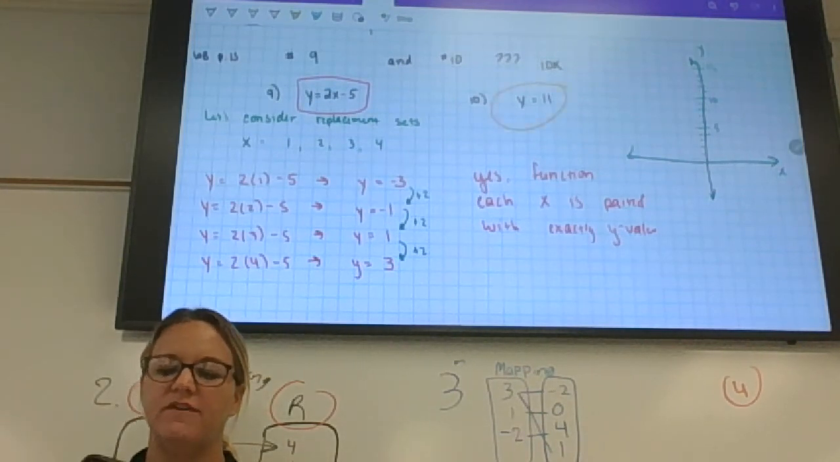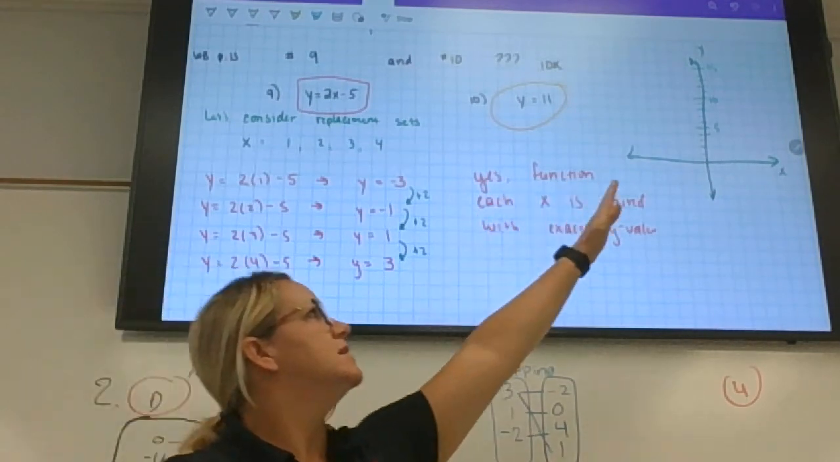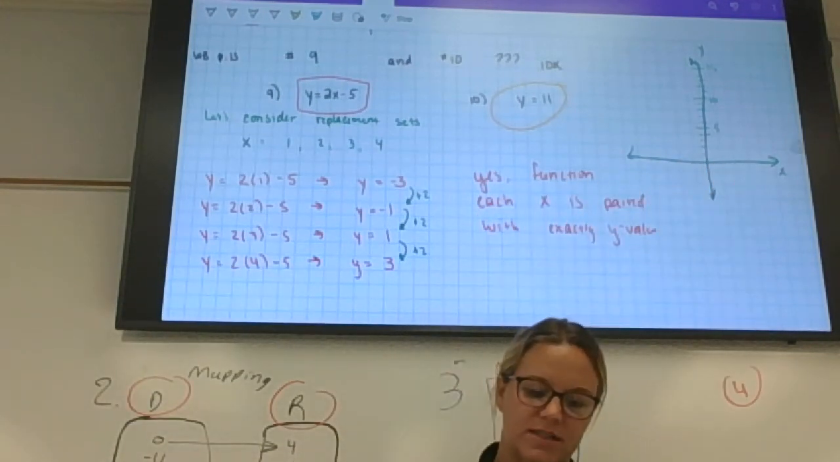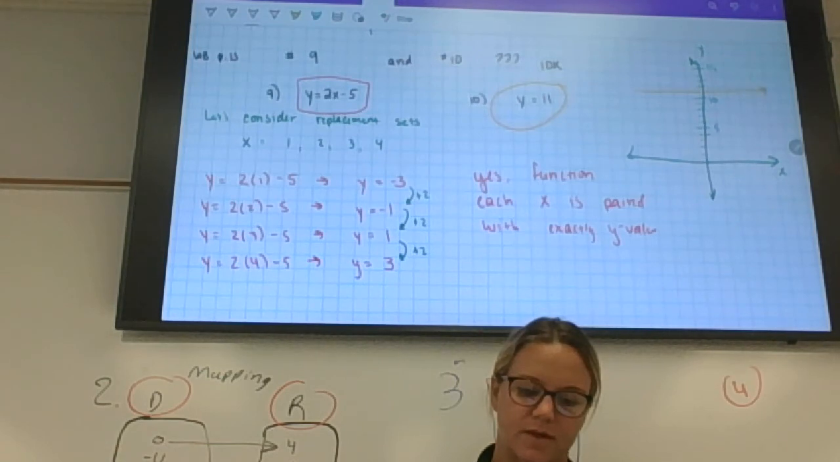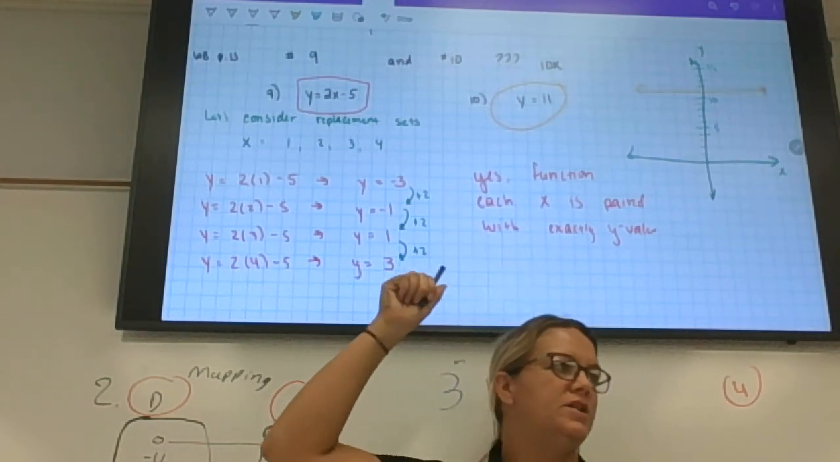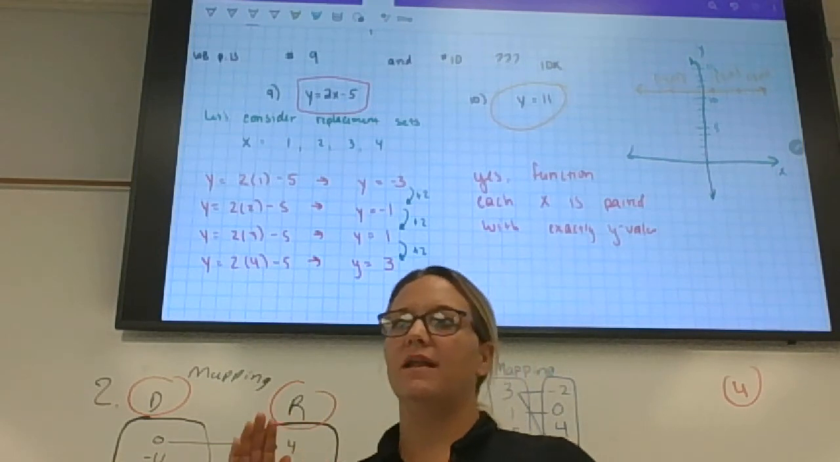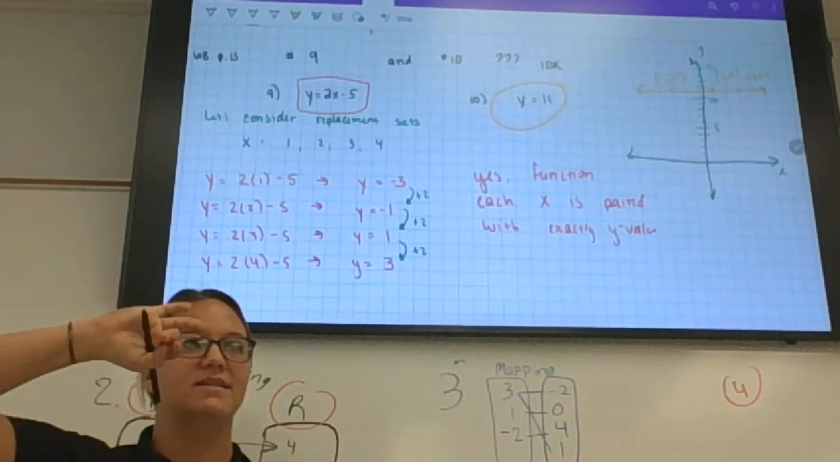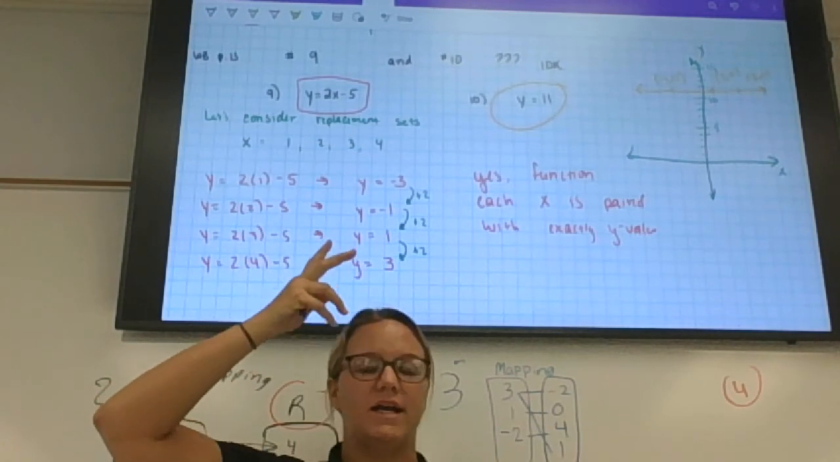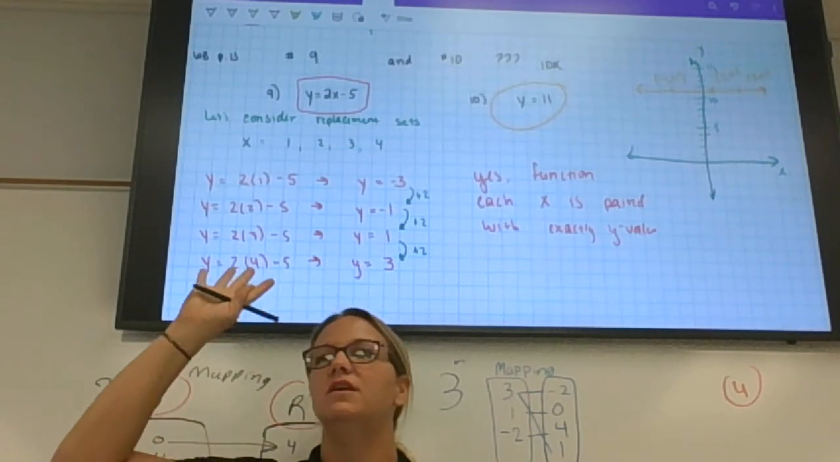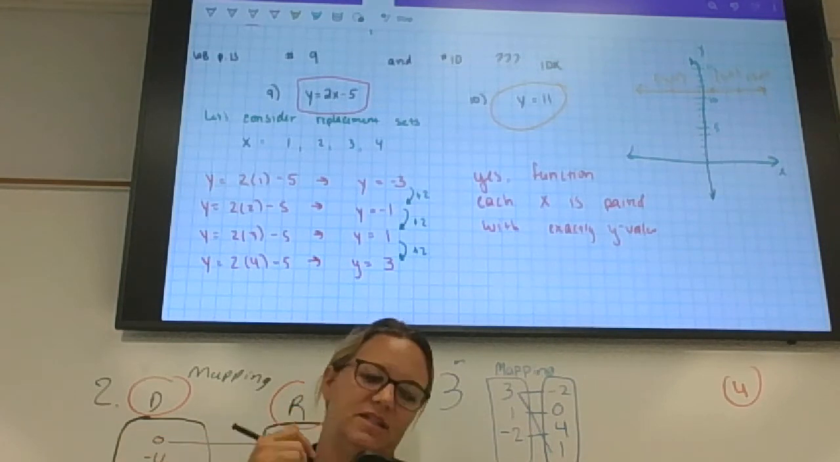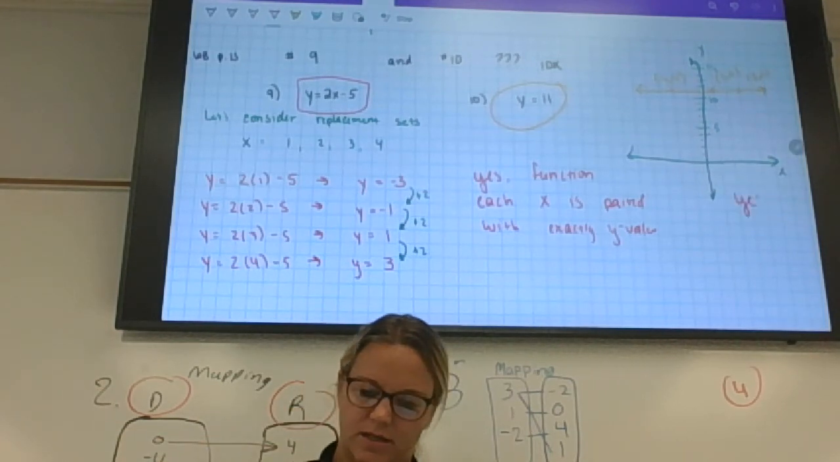So y equals 11. Here's your y-axis. y equals 11 occurs through here. At every point on the yellow line I just drew, y is 11. We got a point at 1, 11. We got a point at 3, 11. We got a point at -4, 11. Is it possible on that line to have an x repeat or two x's paired with the same y? Does it pass the vertical line test? Yes, it does. Long story short, yes, function.